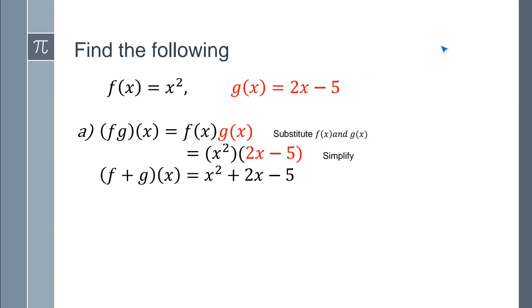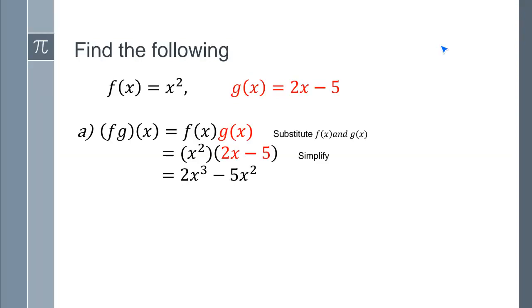What about the product of f with g? So again, we rewrite f of x times g of x. We replace: f of x is x squared, g of x is 2x minus 5. So we'll distribute the x squared to these two terms. X squared times 2x, x squared times a minus 5. So when I do that, x squared times 2x is 2x cubed. X squared times a minus 5 is a minus 5x squared. Again, I only have two terms. I cannot combine these two terms because they're not like terms. This is a cube term. This is a square term. So that is my answer. 2x cubed minus 5x squared. Okay.